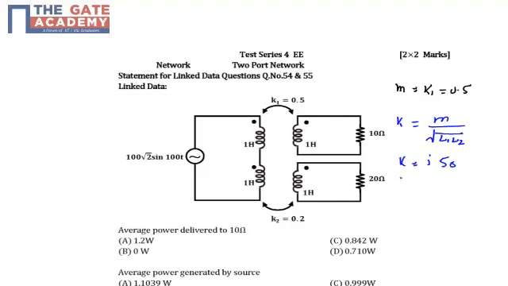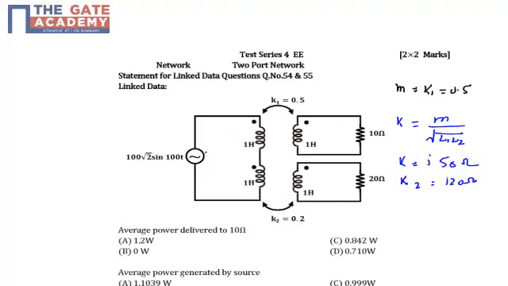Similarly, in the case of coil 1 and 3, you will get the coupling reactance as j20 ohms. Now if we draw the equivalent circuit of this electrical network, you can see that the coupling between coil 1 and coil 2 is j50.